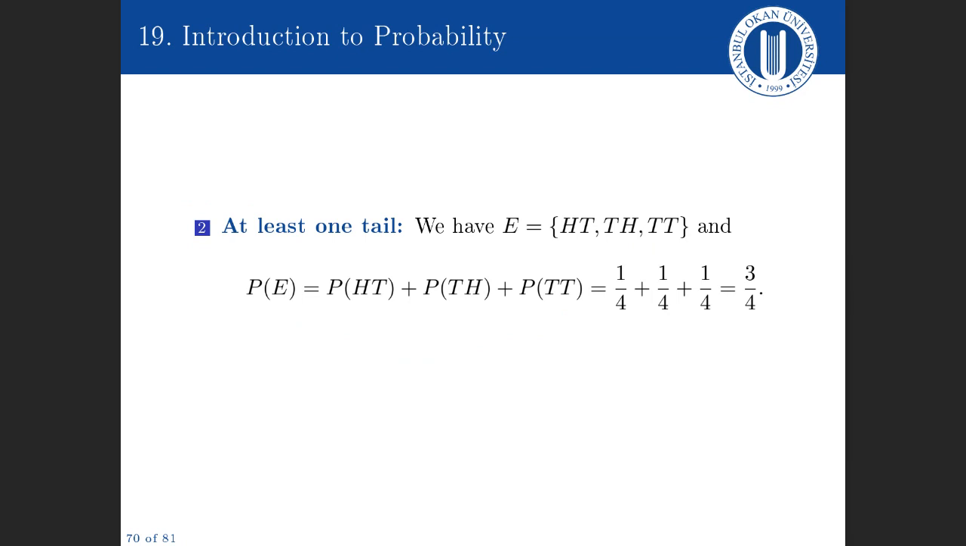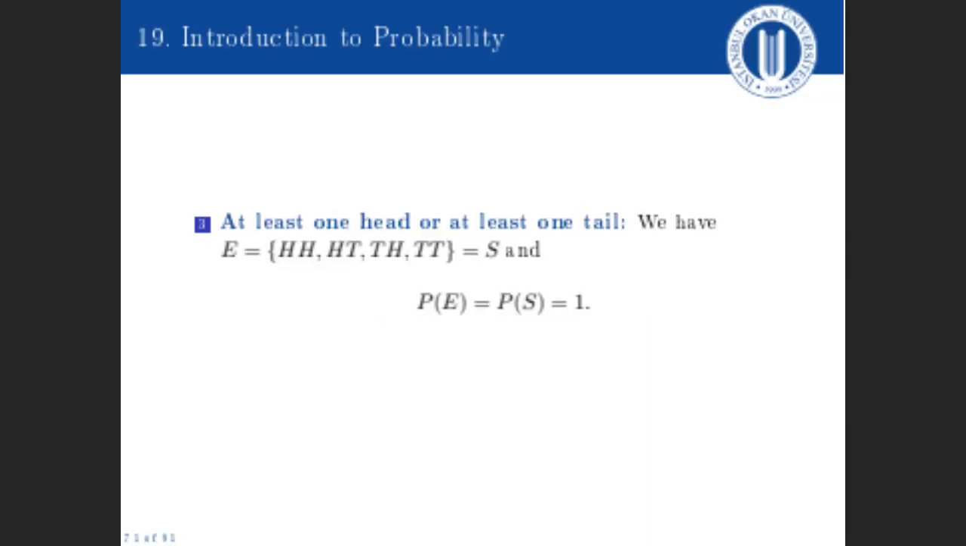Question 2. What is the probability of getting at least one tail? So let's make a list of the ways that we can get at least one tail. We could have heads and tails, tails and heads, or tails and tails. So the probability that we want is the probability of heads tails plus the probability of tails heads plus the probability of tails tails. So 3/4.